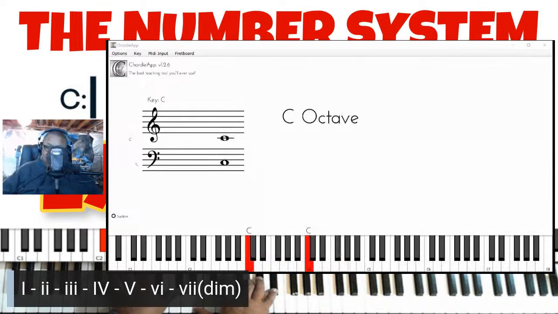So 2-5-1. Without me even playing the chord and you just listening to the notes, you can probably hear how that can sound like the end of the song. Now let's put the chords to that. 2 is supposed to be minor. So 2, 5, 1.